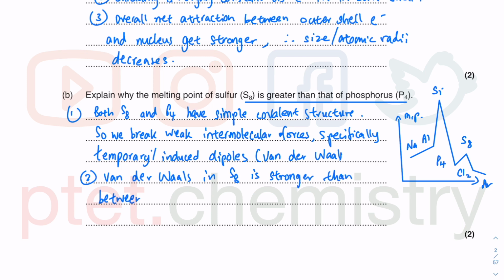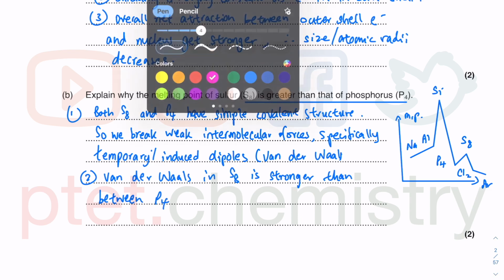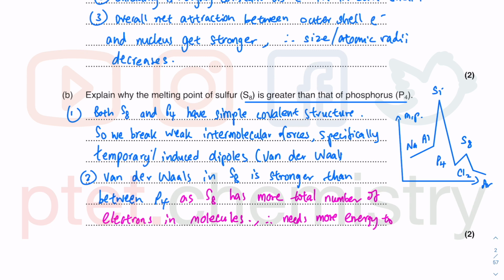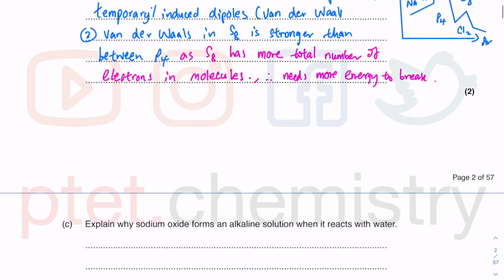And what is the reason? The reason is due to the total number of electrons, as S8 has more total number of electrons. This has got nothing to do with the outer shell electrons. It's to do with the total number of electrons in the molecules, and therefore giving you stronger van der Waals, stronger induced temporary dipoles, and therefore needs more energy to break. And if you need more energy to break, your melting point is slightly higher for S8 compared to P4 there.